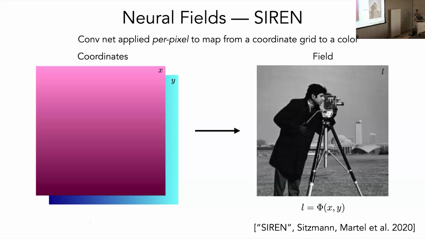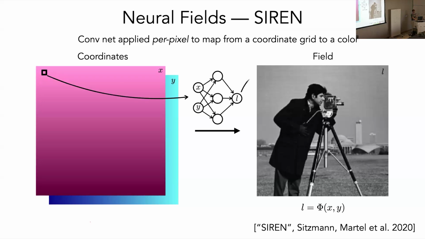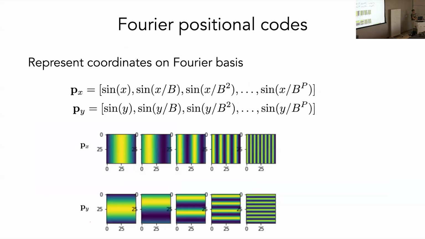And so you can actually apply convolutional neural networks per pixel to map from a coordinate to a color. So you can actually learn to map from positional encodings to images, which is kind of interesting. What we often do is we build these positional encodings using Fourier basis, which essentially gives you some scale invariance to the positional encoding. So you take that X and that Y, and then you run them through a bunch of different sinusoids with different periods, and then you combine that to build your positional encoding.